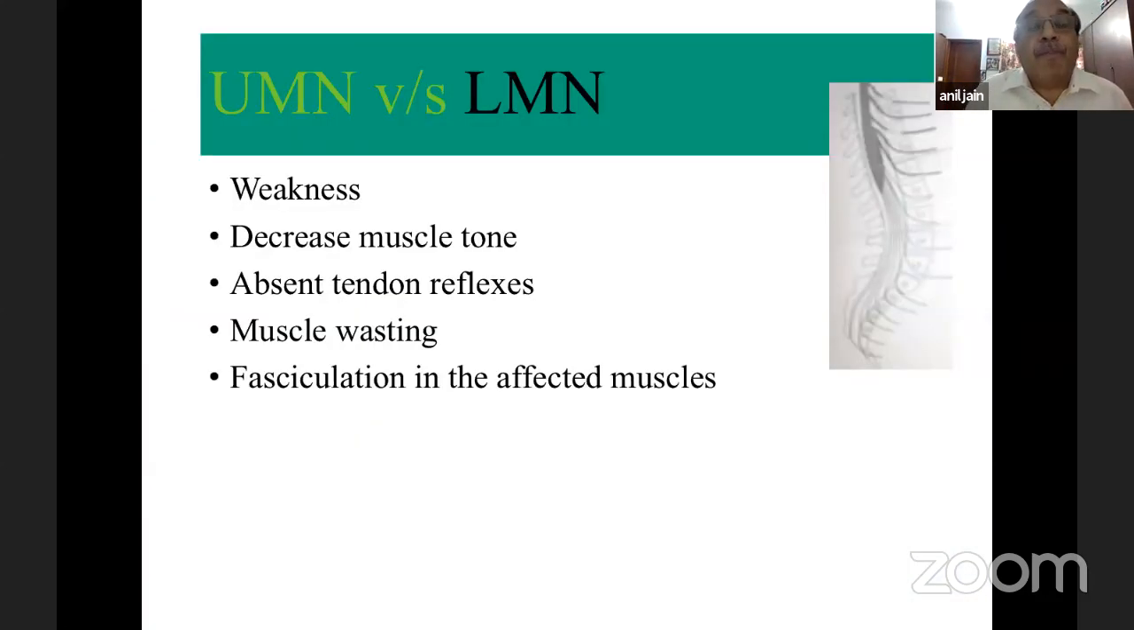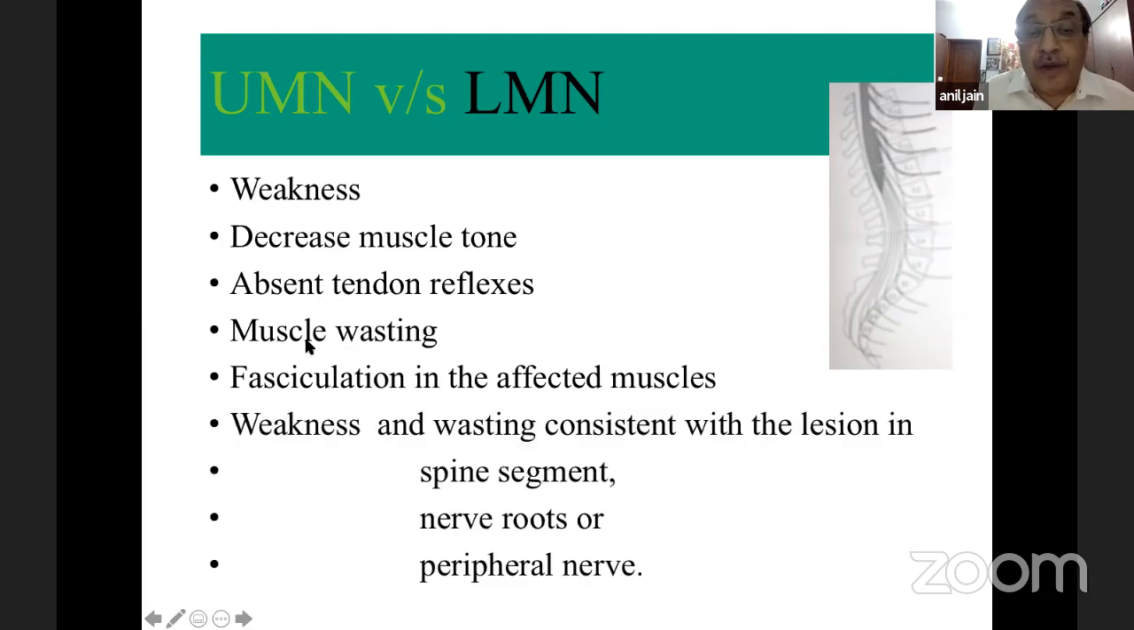Now first, let's clear what is the lower motor neuron below the cauda equina. That is weakness, decreased muscle tone, absent tendon reflexes, muscle wasting, and fasciculation in the affected muscle. So any lesion here in the roots is going to produce, below the spinal cord, a lower motor neuron paralysis. Weakness and wasting is consistent with a lesion in the spine segment, nerve root or peripheral nerve. So lower motor neuron could be because of involvement of the lumbar spine, or the root involvement, or the peripheral nerve involvement.